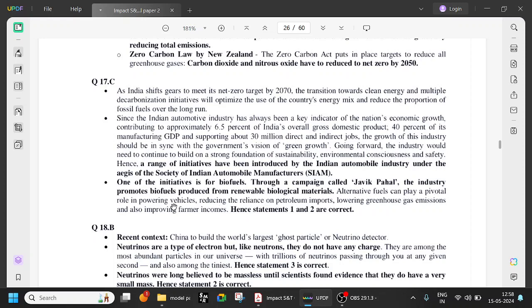Alternative fuels can play a pivotal role in powering vehicles, so reducing reliance on petroleum imports. Around 90% of our petroleum is being imported, right? So trying to reduce this petroleum import is also very important, lowering greenhouse gas emissions and improving farmers' income also, because these biological materials are usually related to the byproducts of agriculture. Okay, molasses, grass, etc. So Jaivik Pahal is related to biofuels.